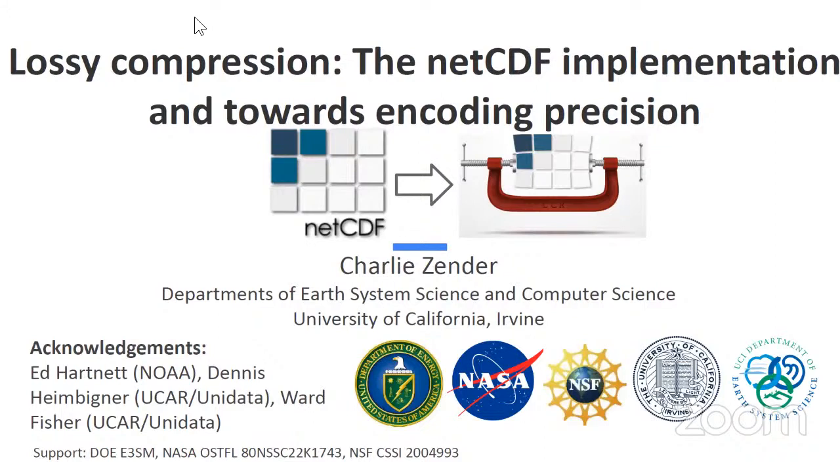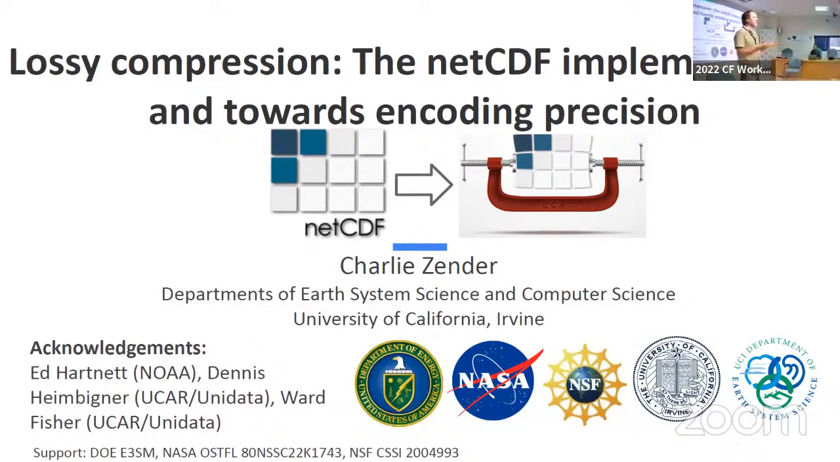All right, so I guess in conjunction with David, we decided that I would talk about the implementation of lossy compression in netCDF. I'm going to do that for about half the talk. And then I'm going to start switching over towards how we might encode that in metadata that CF has a say over. So the first part will be more about the design of the netCDF implementation of lossy compression.